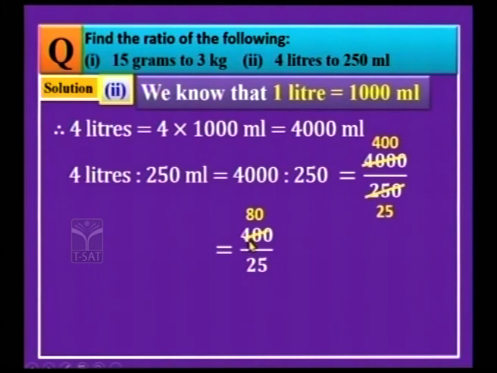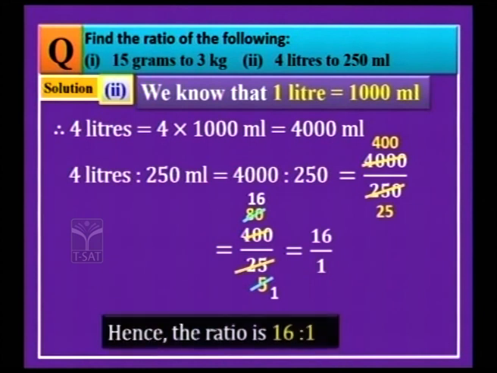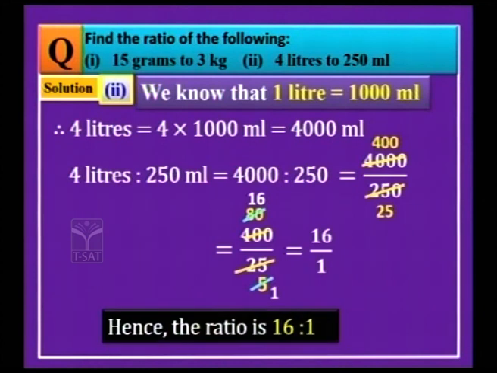Let us divide with 5. It goes 80 times and here it goes 5 times. Now further 5 goes in 5 one time, and whereas in 80 it goes 16 times. We are left with 16 by 1. So therefore what we can write, children? The ratio is 16:1. I hope you understood the problem, children.